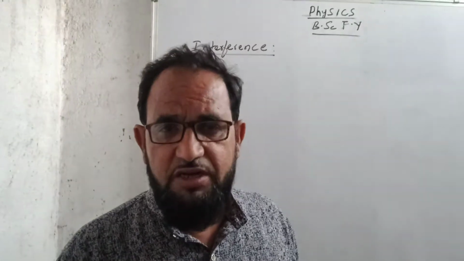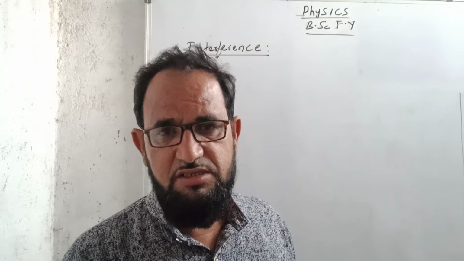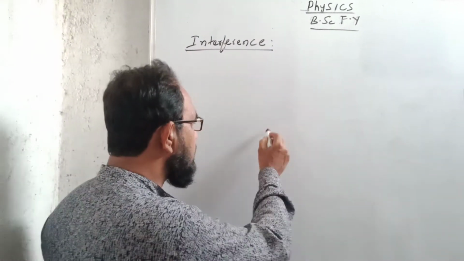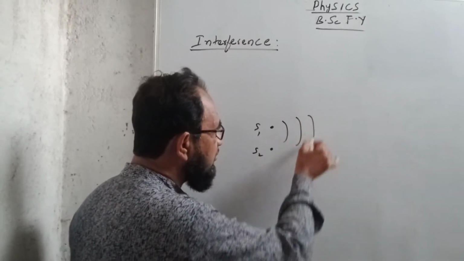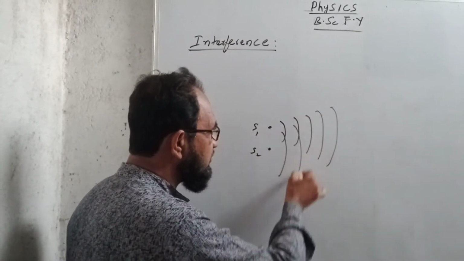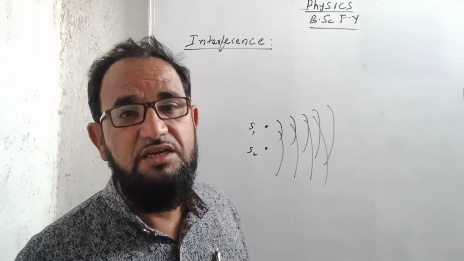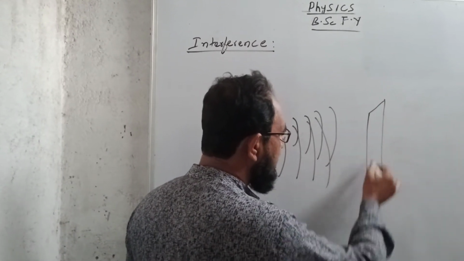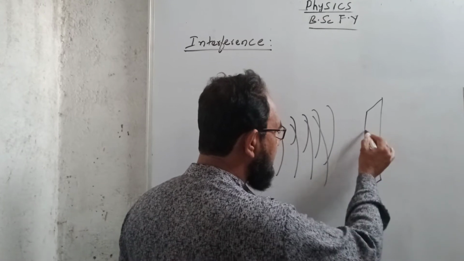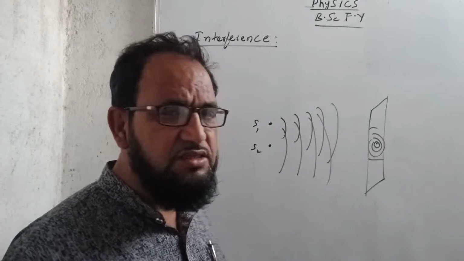My today's topic is interference. What is interference of light? We studied in our previous classes that whenever there are two sources of light, S1 and S2, light rays coming out from these two sources overlap each other and there is formation of the interference pattern. That means if a screen is kept here, bright and dark bands are observed on the screen. So this phenomenon is called the interference of light.